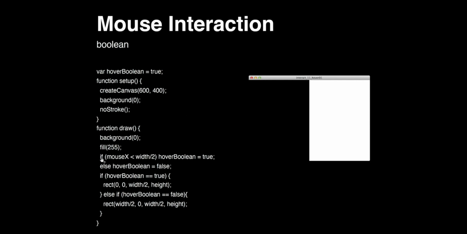And then for the if statement, we're saying if mouseX is less than width divided by 2, hover Boolean is true, else hover Boolean is false. And then we can use that Boolean to say, okay, if hover Boolean is true, then draw the rectangle on the left-hand side. If hover Boolean is false, then draw the rectangle on the right-hand side. Basically the same result from the previous example. It's just using a different method and using a Boolean, which again is a true or false statement. So those are two different options. It depends on the project that you're doing, whether you do one or the other.